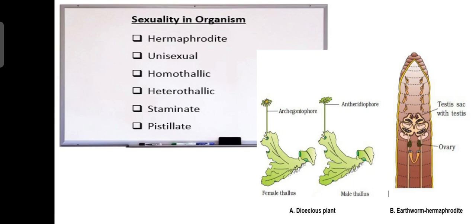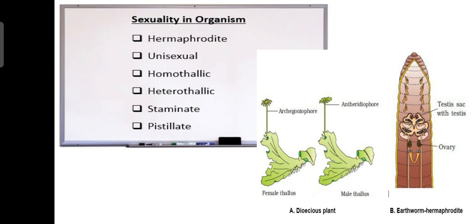The next term is unisexual. Unisexual means the presence of either male reproductive organs in the animal or the presence of female reproductive organs in the animal. For example, the cockroach. In the cockroach, we can find a male cockroach and a female cockroach. The next term, homothallic condition. Homothallic is a term which is used only in plants to denote the bisexual condition.